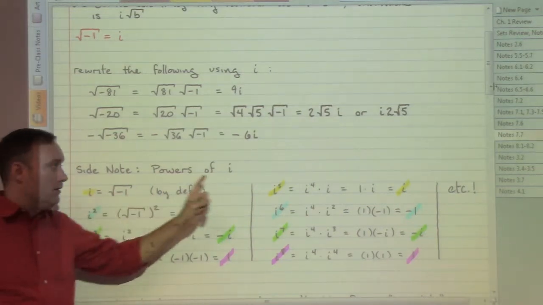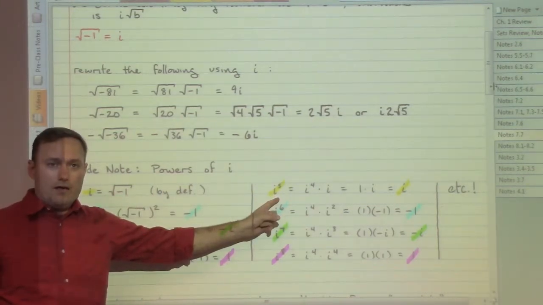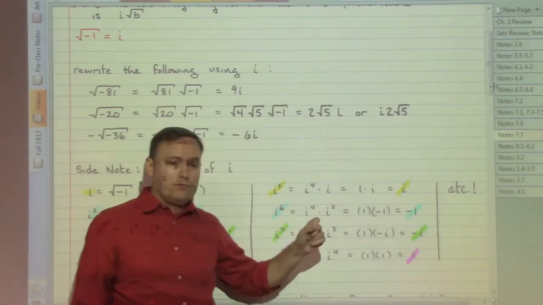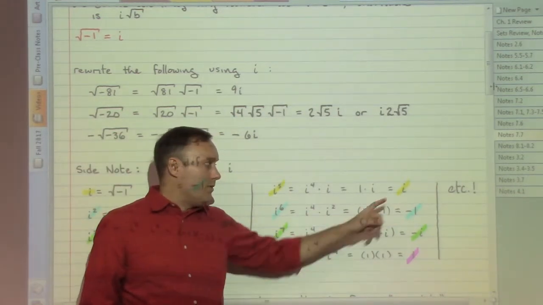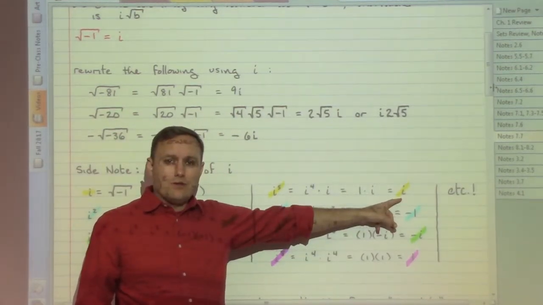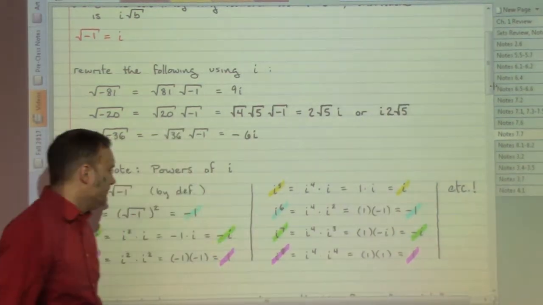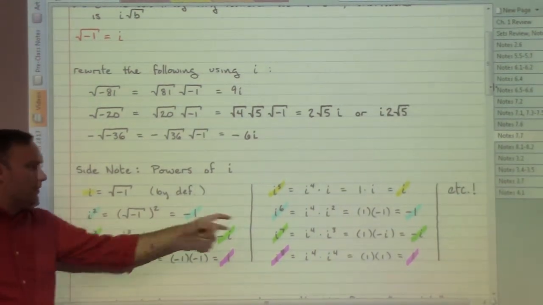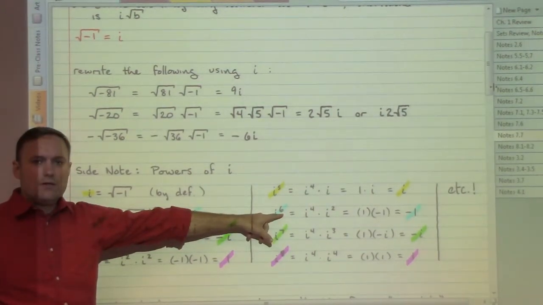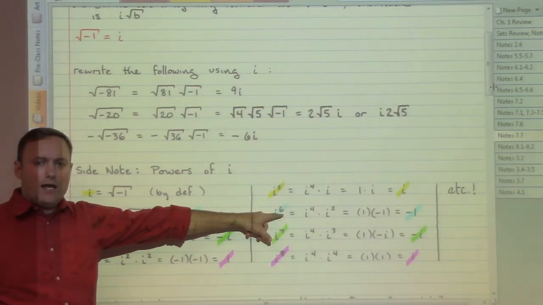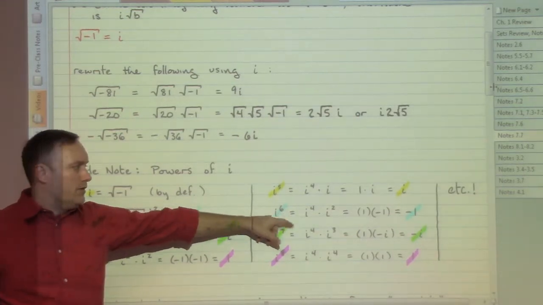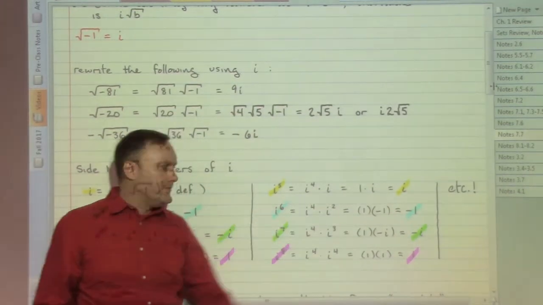Power of 1, 1 plus 4 is 5. 5 plus 4 is 9, so a power of 9 would have this same answer. 9 plus 4 is 13. Power of 13 would have that same answer. Power of 2 plus 4 gives me 6. I with the power of 10, I with the power of 14. Those would have the same answer, -1.